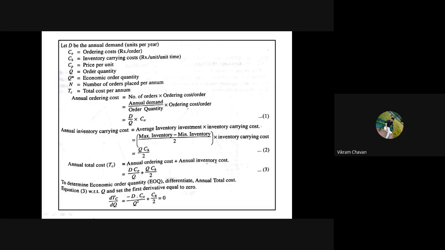Okay, now afterward, what you have to do? You have to consider this equation: minus d multiplied by c naught divided by q square plus ch divided by 2 equal to 0. The next step is to convert this equation in the form of q. If you shift this particular term to this side, it will be minus ch divided by 2. Then the minus sign will be cancelled on both sides.